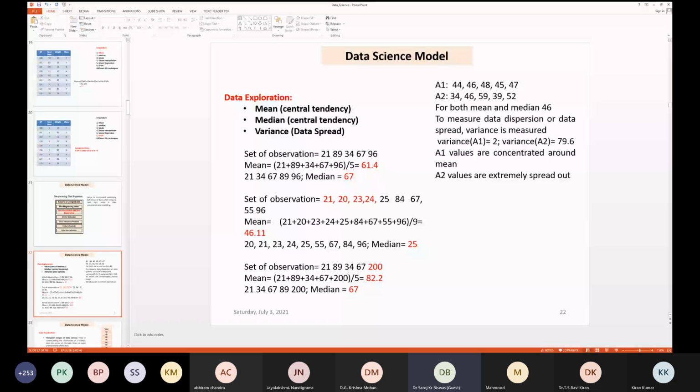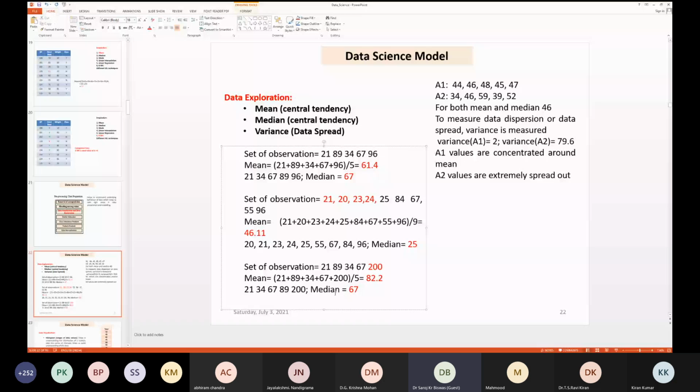Now see here, we have this kind of thing, right? One of the items has the value 200, and the other items are 21, 89, 34, 67 and so on. Here we are finding the mean. The mean is 82.2, and if you find the median, it becomes 67. So there is a big deviation between mean and median. Whenever there is a big deviation between mean and median, there is a chance that there can be an outlier. If you look carefully at the whole set of observations, item 1 is having how much?